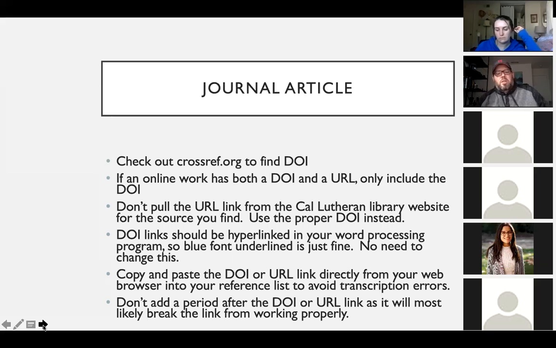In APA 7th, the DOI links should actually be hyperlinked in your word processing program. So if it's blue font with underline, that's fine. It's actually appropriate to APA citation, so that's not a problem. And again, you should copy and paste the DOI or URL link directly from your web browser into your reference list to avoid transcription errors. Sometimes if you type it along from the page, you might get it wrong. So if you just copy and paste it in, it should be okay. And you don't want to add a period after the link, because it will most likely break the link and not make it work correctly.